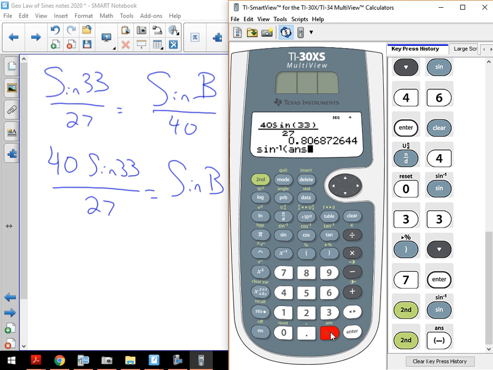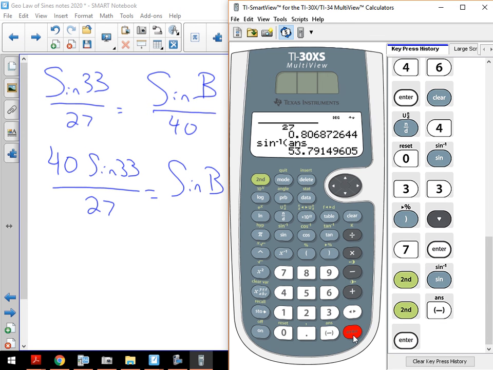Yes, sir. But don't type it all in like that right off the bat. Get the decimal value first, hit enter, then do your inverse off of that. Too many times, and I'm speaking from experience, when people try to type all that in at once, something's going to screw up. So just hit enter. There's my angle, 53.79.